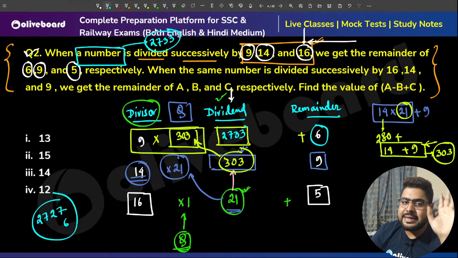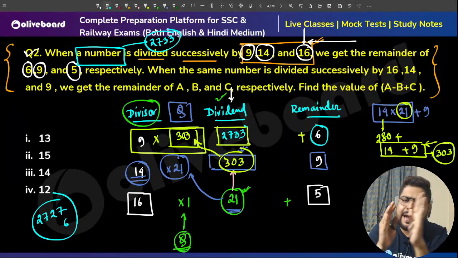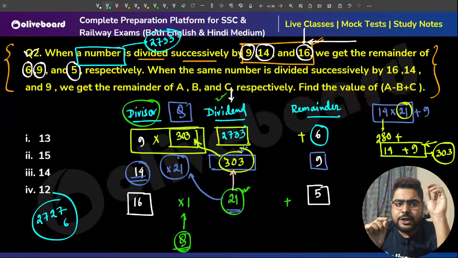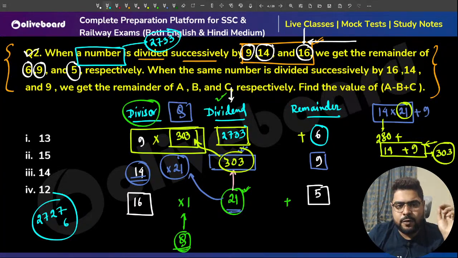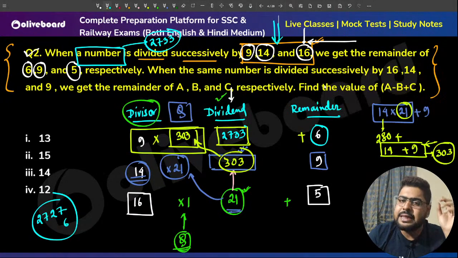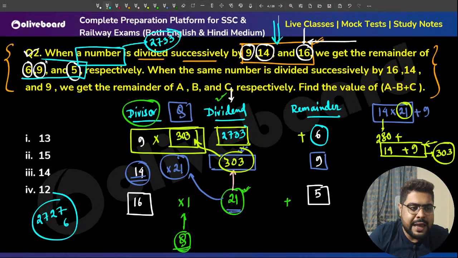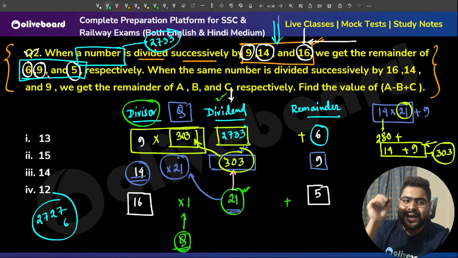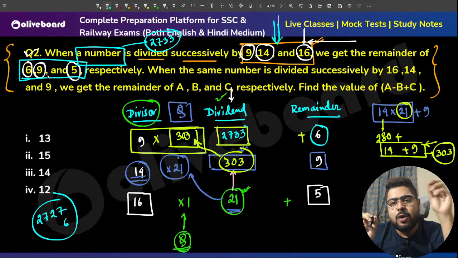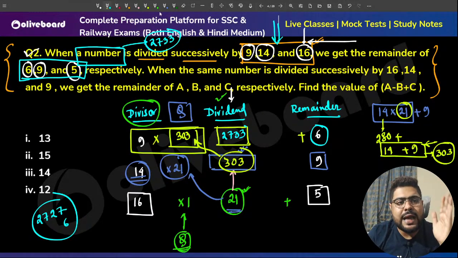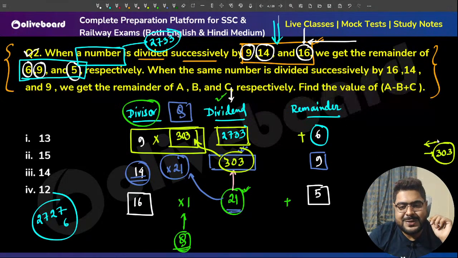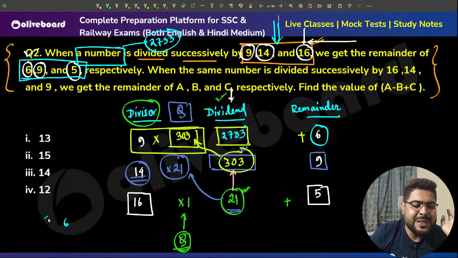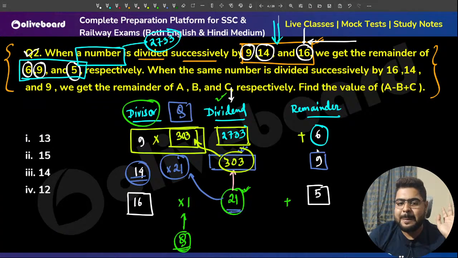Please understand this much. Is this much clear? Very good question, this one. So 2733 is the smallest number that, if we divide by these numbers, will give us 6, 9 and 5 as the remainders. This is only half done, not the whole thing. Only half. Now, again, I need to proceed.